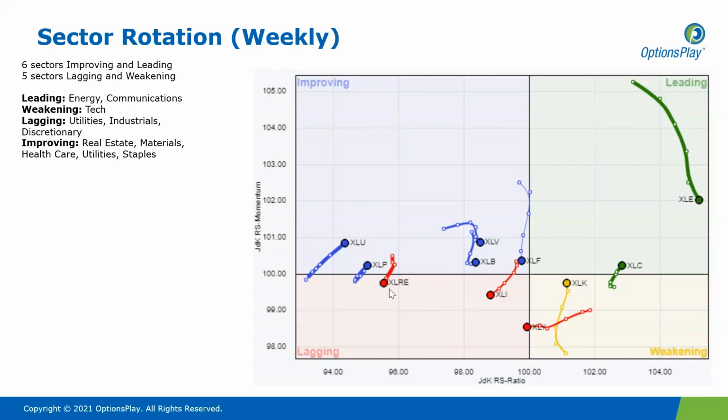We also have real estate rotating up from the improving into the lagging category, and a pretty weak sector, in my opinion. Utilities and staples still finding some momentum. They've been between the lagging and improving category for quite some time. But now with these defensive sectors, given the uncertainty in markets, we are seeing some rotation back into these defensive sectors.